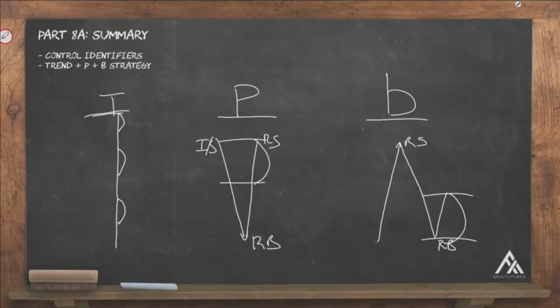Now, the key first identifier would be tails, whether that's at the top, whether that's at the bottom. That's the first thing we want to look for, is tails. Any kind of initiative from the open, whether that's an open drive or an open test drive. So first thing is, where do we open? Second thing is, where are we balancing or are we unbalanced?